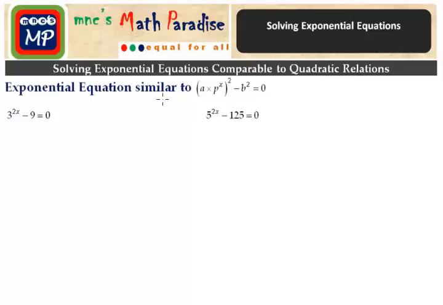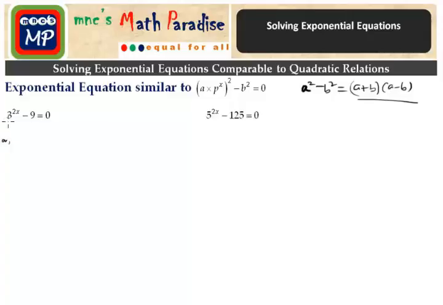So in this first slide, we will see exponential equations that can be solved using the difference of squares formula. The difference of squares formula is a squared minus b squared equals a plus b times a minus b. This formula can be used to solve these forms of exponential equation. Let us do these two examples that will make our concept clear.